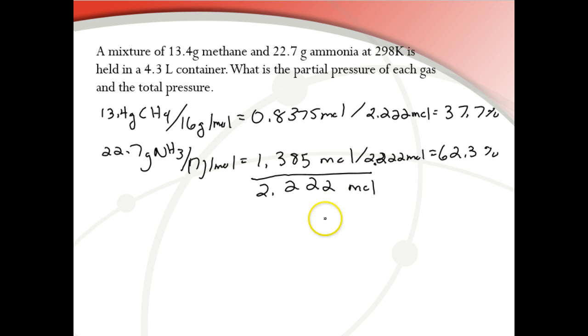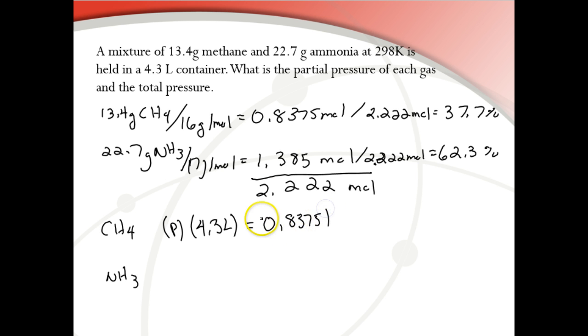All right, we'll come back to that just to show you that those things are related. Now let's do the ideal gas law, one for each one, to figure out the partial pressures, or just the pressure of each individual gas. So PV equals nRT. We want pressure. We're in a 4.3 liter container. The number of moles for methane was 0.8375 n, and then R is 0.08206, and then T is 298 Kelvin.